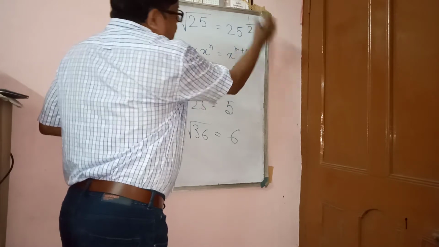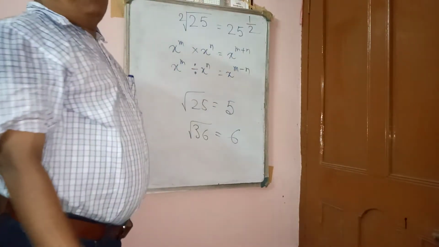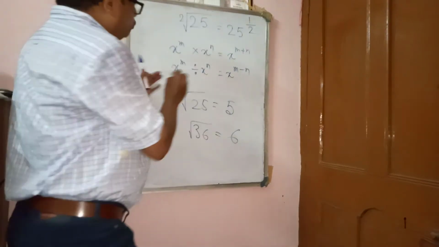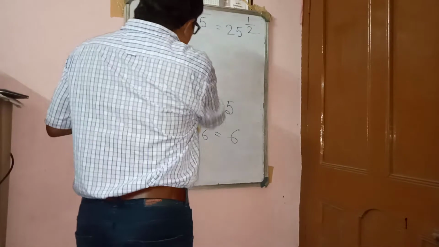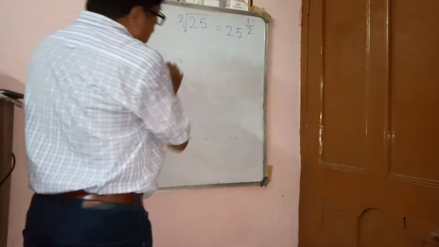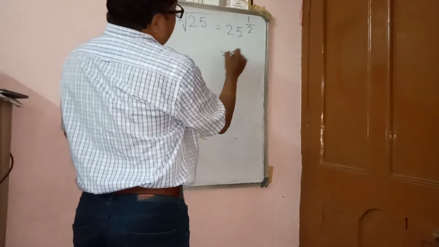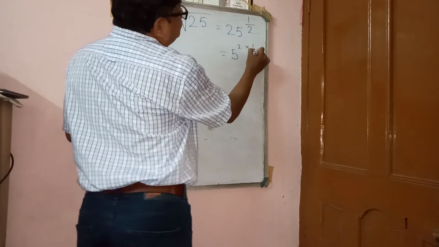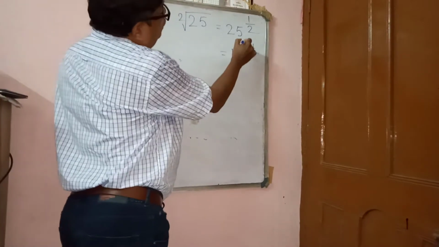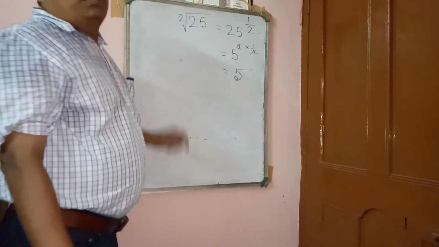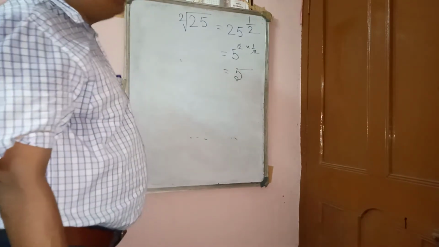Keep in mind, 25 whole to the power half. Okay, so we can write 25, all of you know, as 5 square, to the power half. So these two cancel, and this will be 5. Like that you are getting 5.